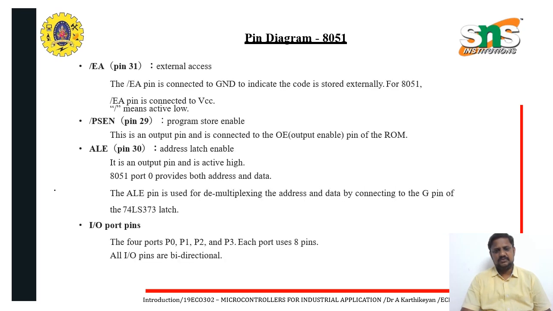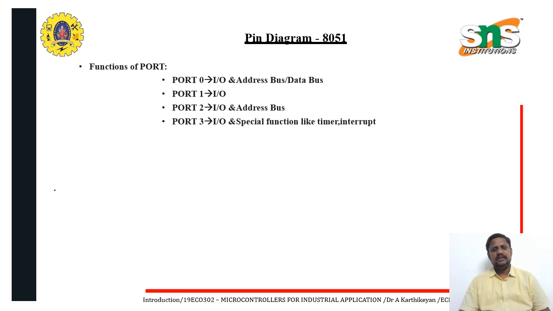The input output ports are P0, P1, P2 and P3, each an 8-pin port, and all the IO ports support bidirectional communication. Port 0 is mainly the IO and address or data bus. Port 1 is an input output port. Port 2 is input output and the address bus. Port 3 is an IO port with special functions like timer and interrupt. These are the main functions of the pin diagram of the 8051. Thank you.